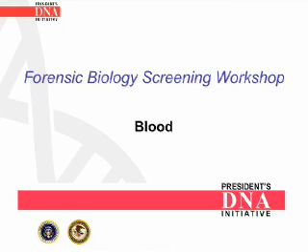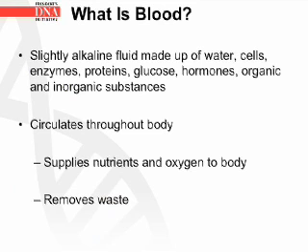The second part of the Forensic Biology Screening Workshop deals with blood. What is blood? Blood is a slightly alkaline fluid made up of water, cells, enzymes, proteins, glucose, hormones, and organic and inorganic substances. Blood circulates throughout the body. It supplies nutrients and oxygen to the body and removes waste.